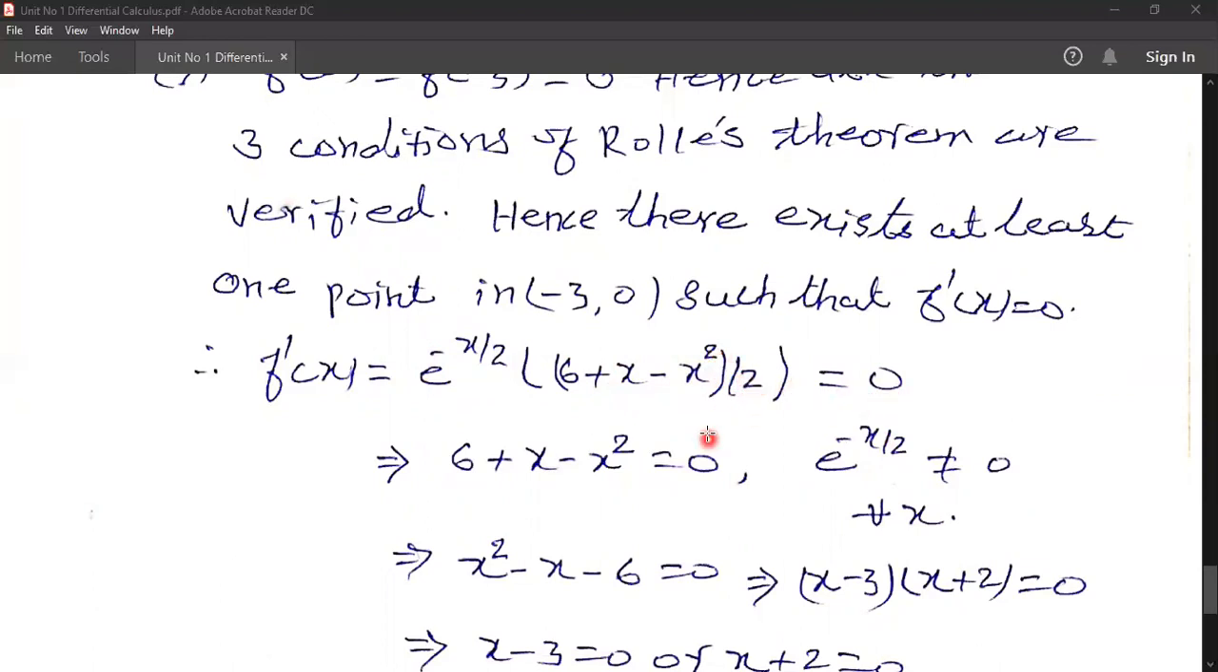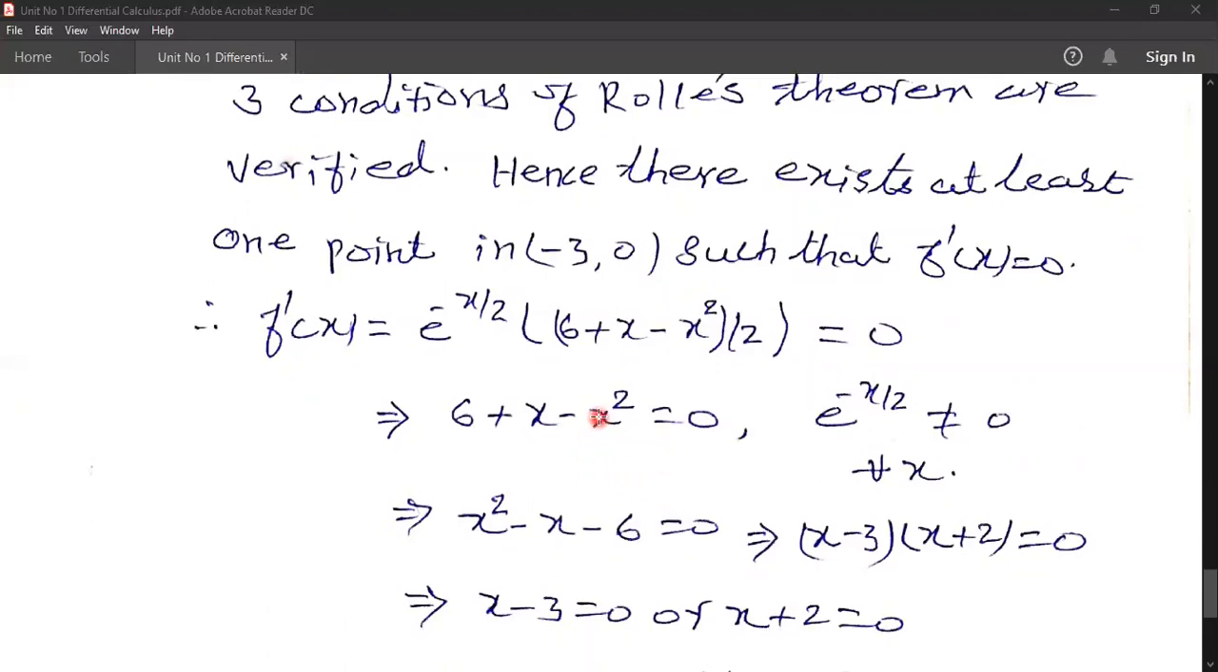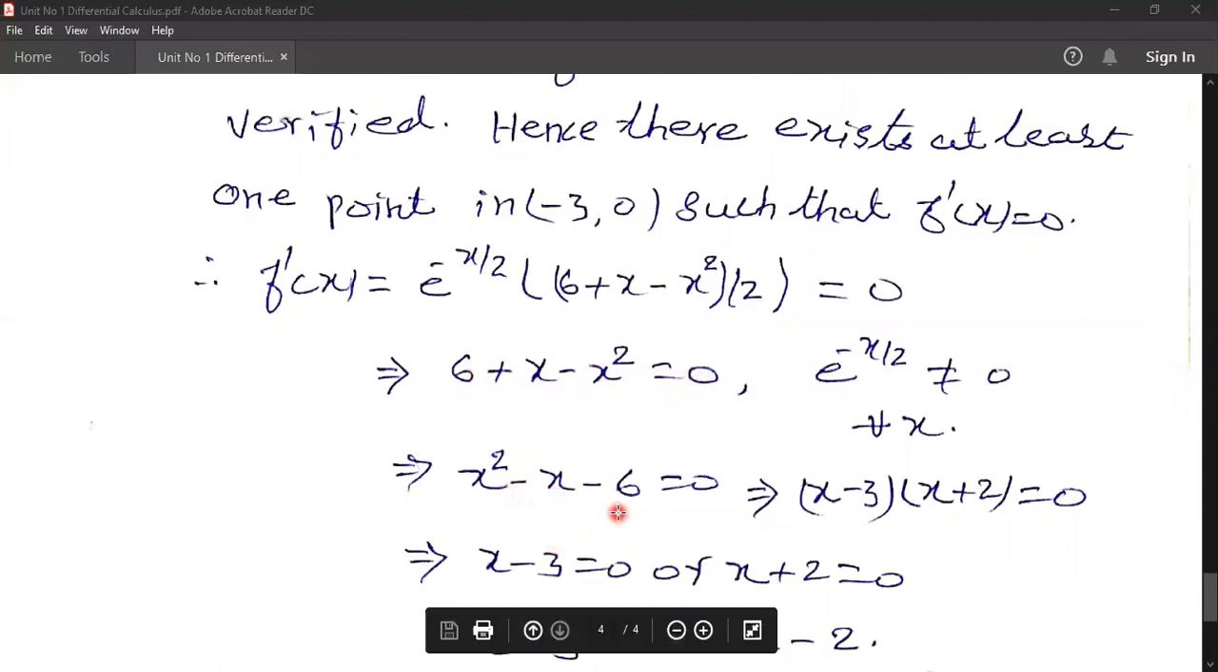The 2 is not equal to 0, so it goes to the other side, and this term must be equal to 0. That is, 6 plus x minus x squared is equal to 0. Now this implies, taking the minus sign outside and cancelling it throughout, x squared minus x minus 6 is equal to 0. Now go for the factors of this. The factors are x minus 3 into bracket x plus 2 equal to 0.